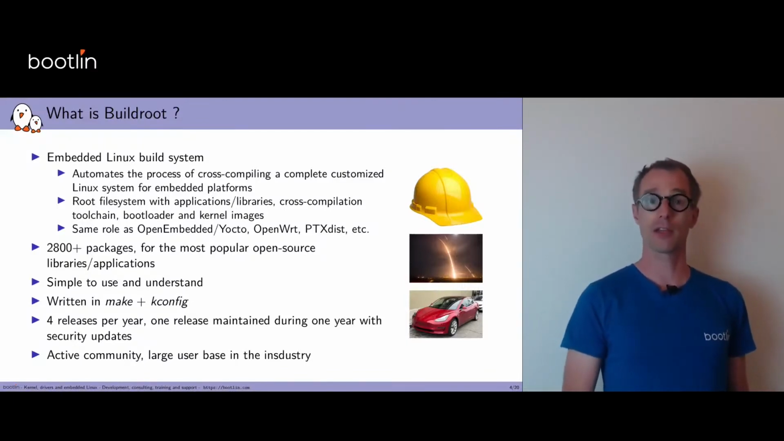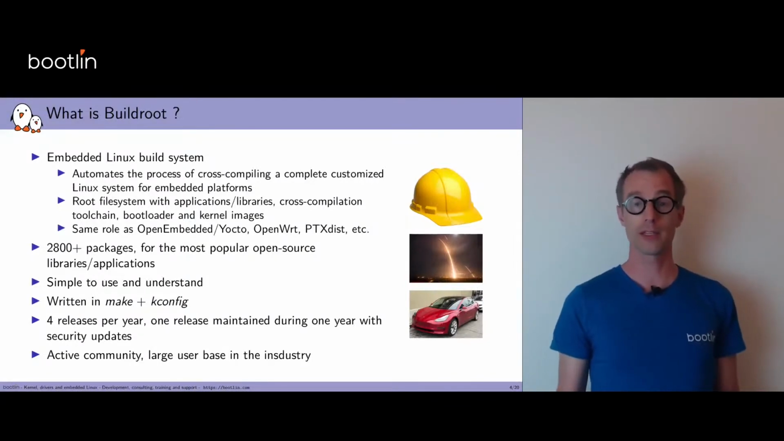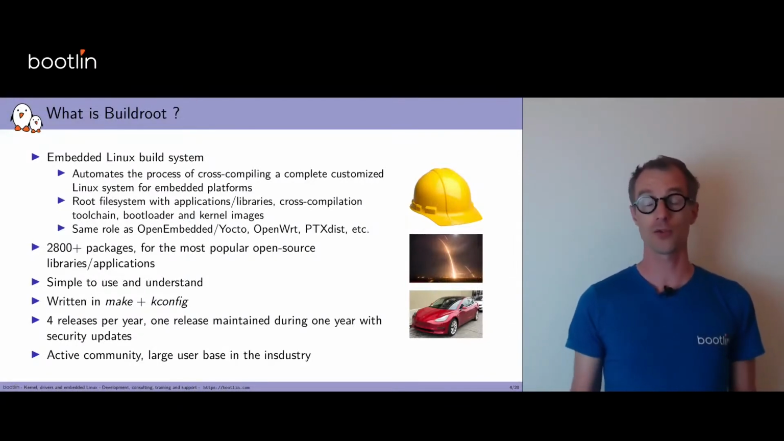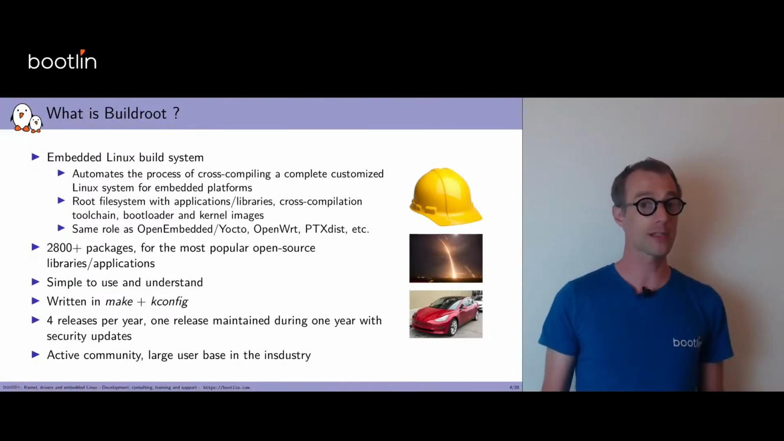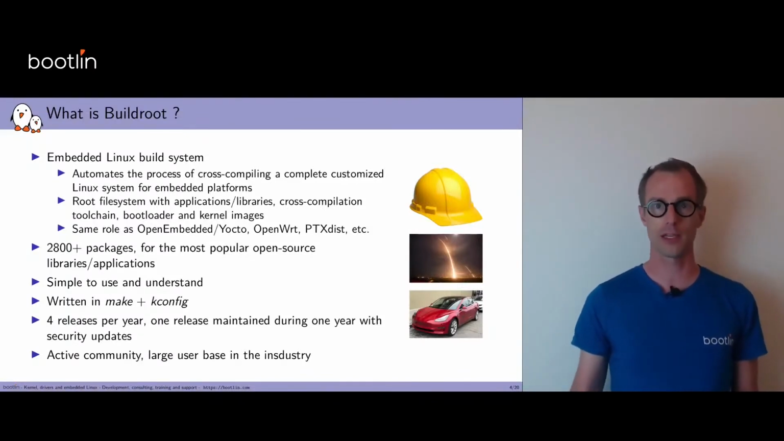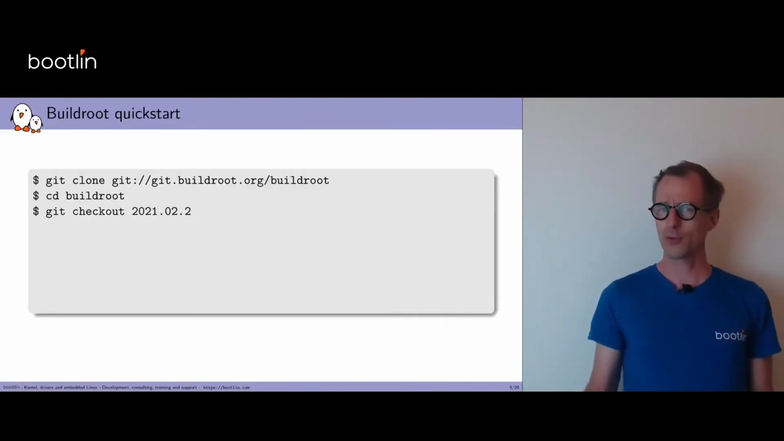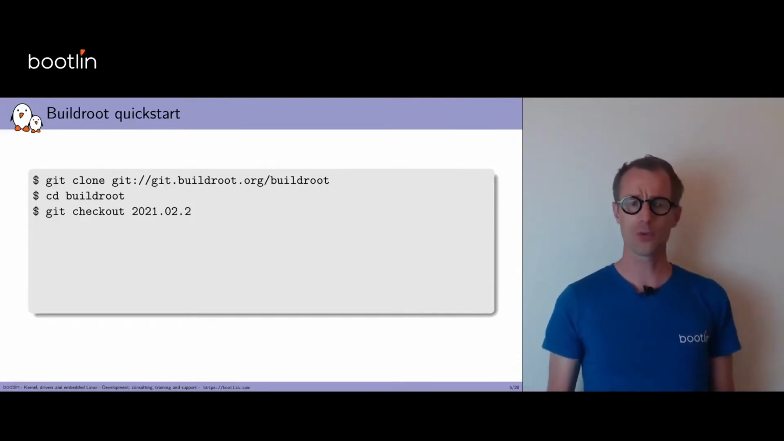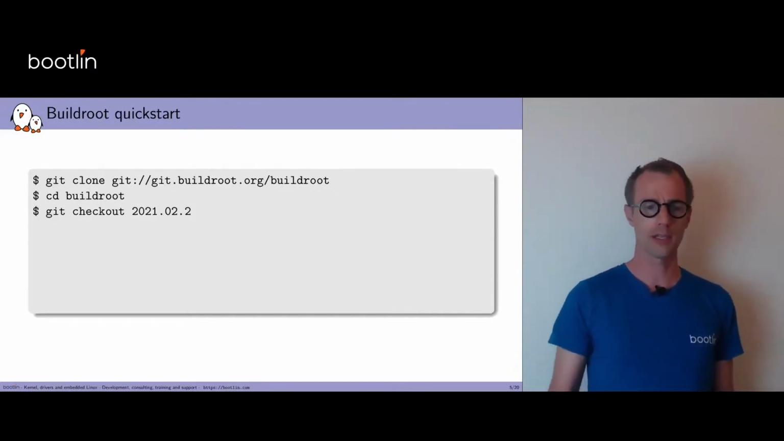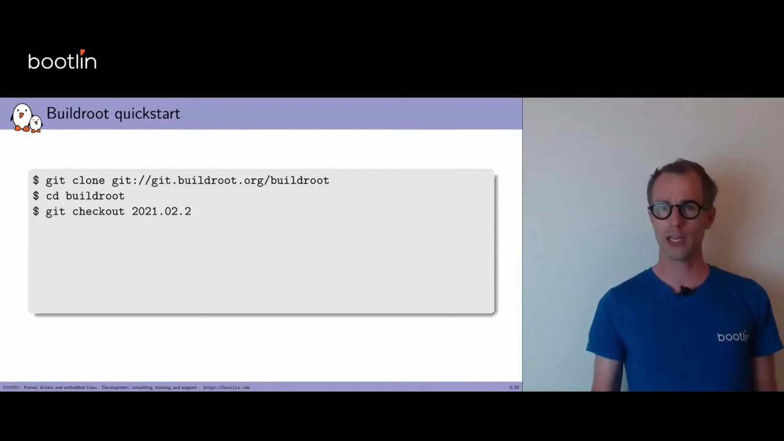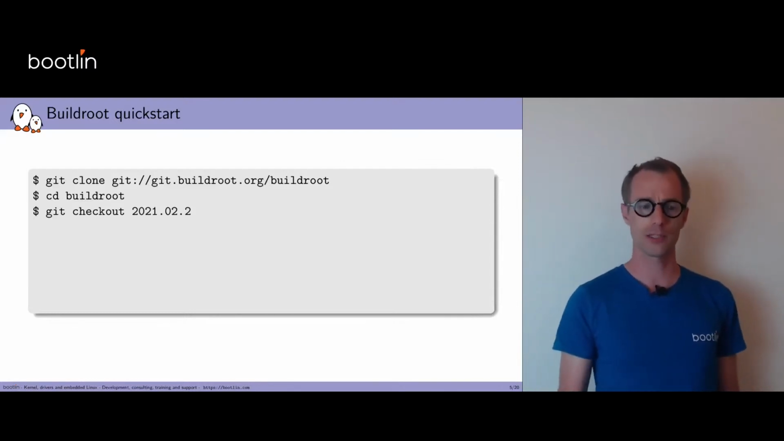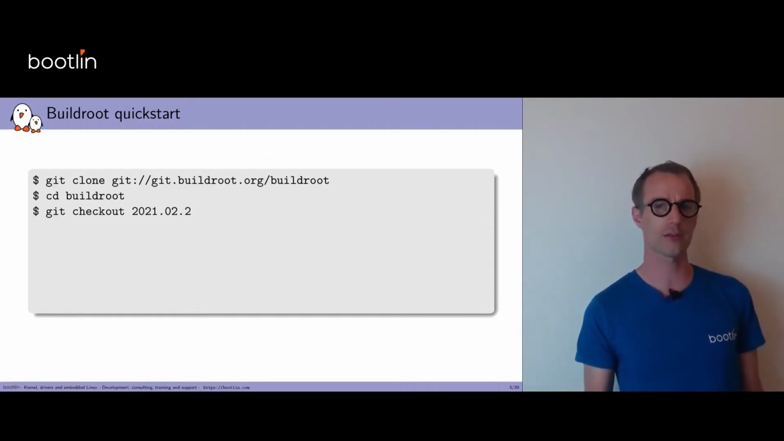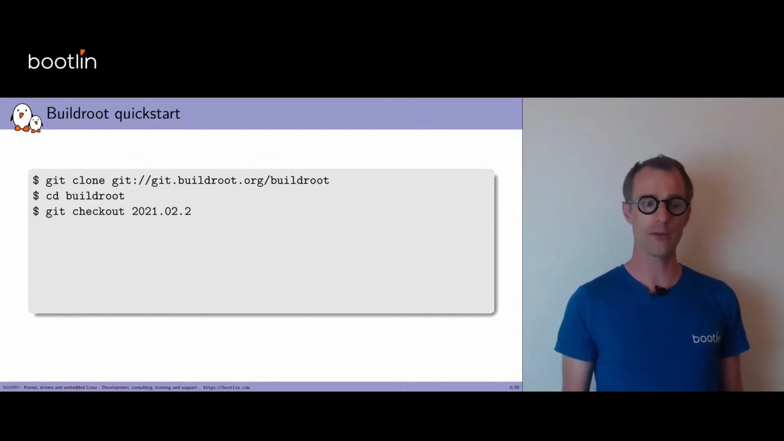Again, as I mentioned, it's maintained by a very active community and it has a large user base in the industry with well-known companies such as SpaceX and Tesla using Buildroot. So to get started with Buildroot, it's pretty easy. You clone the Git repository, you cd into Buildroot. Probably you want to check out a stable tag such as 2021.02.2, which is at the time of this talk the latest stable release that we have.